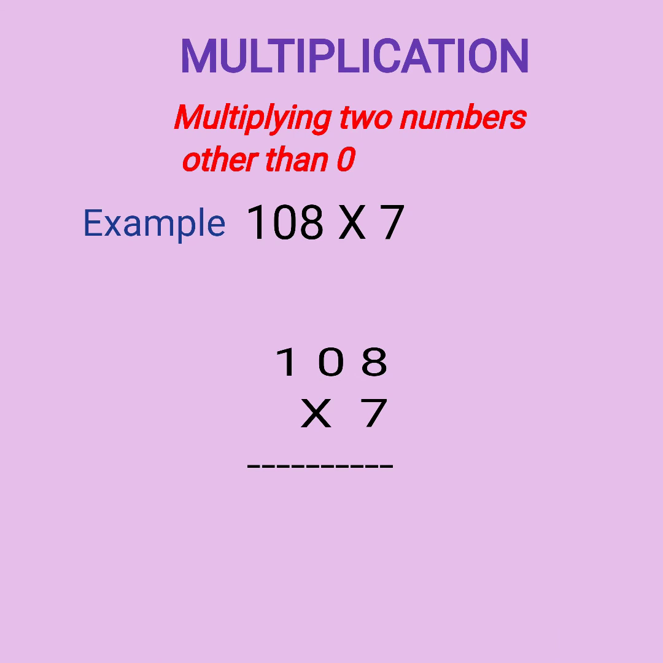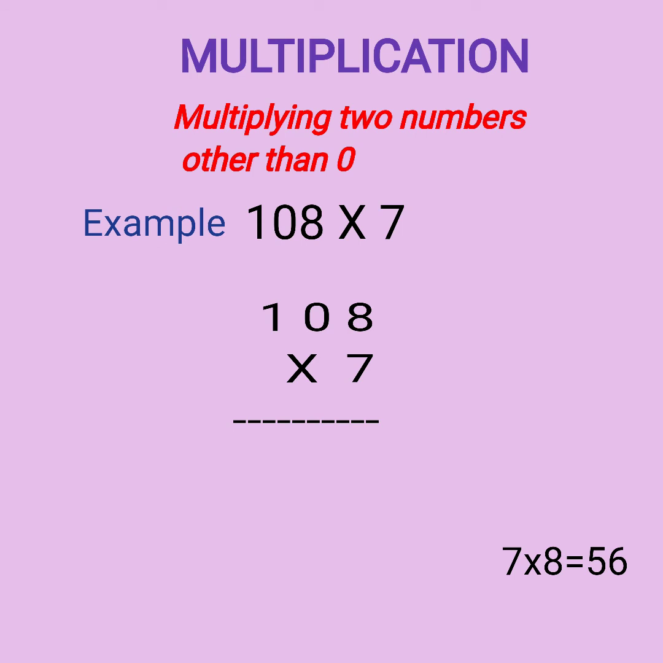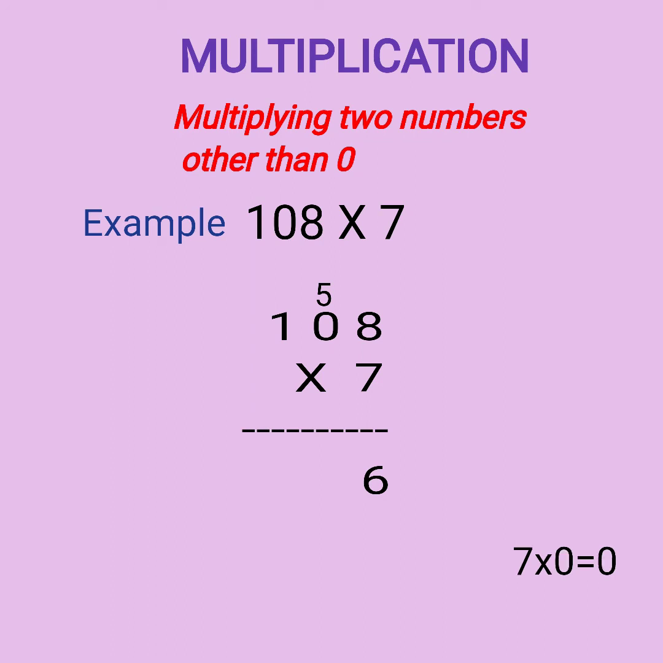First, we will write the next example in proper format. Then we will read the table of 7, 8 times. It gives 56. 6 is written at the ones place and 5 is carried over to the tens place of the question. Now read the table of 7, 0 times. It will give 0 and 5 will be added to 0. It will give the answer 5. So 5 is written at the tens place of the answer and then 7 is multiplied by 1. It will give 7 which is written at the hundreds place of the answer. So the answer is 756.